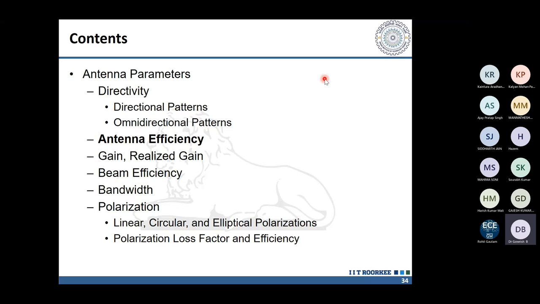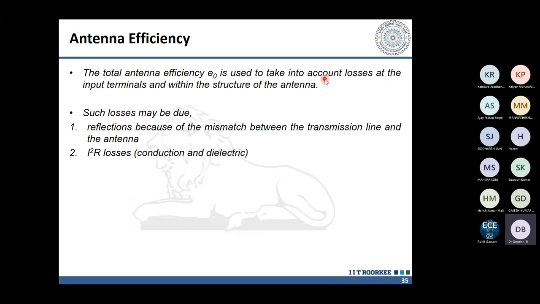Next, let us go to antenna efficiency, a very important topic. The total antenna efficiency is used to account for the losses at the input terminals and within the structure. So basically, if you feed an antenna some power, not all of the power gets radiated. Some power gets reflected back because of the impedance mismatch between the antenna and the transmission line, and some power gets lost because of dissipative losses, the heat or thermal losses coming from conduction loss. So not all the power gets radiated.